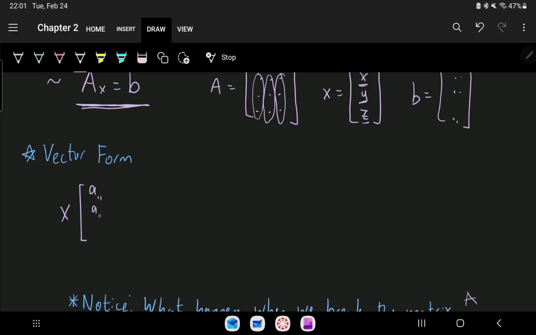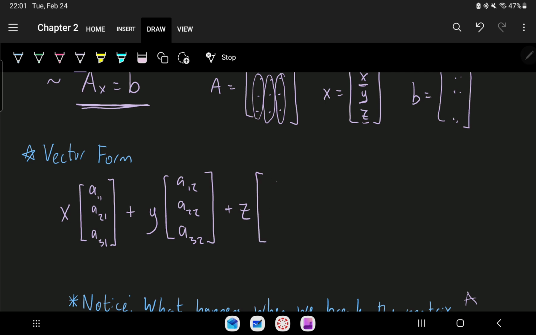a11, a21, a31. We're just going to keep this in 3 space right now, but it does apply to any space. Plus y times a12, a22, a32, plus z times a13, a23, a33. And that's just going to equal b1, b2, b3.